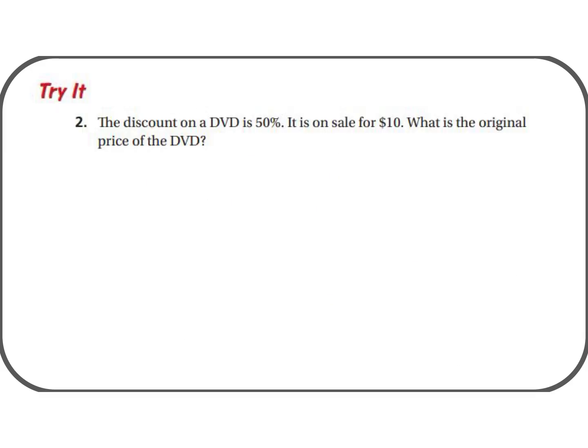All right, here's your second try it. This time I'm given the discount percent. It gives me my sale price. I want to know what is the original price of the DVD. Go ahead, try it out. See if you can come up with it.